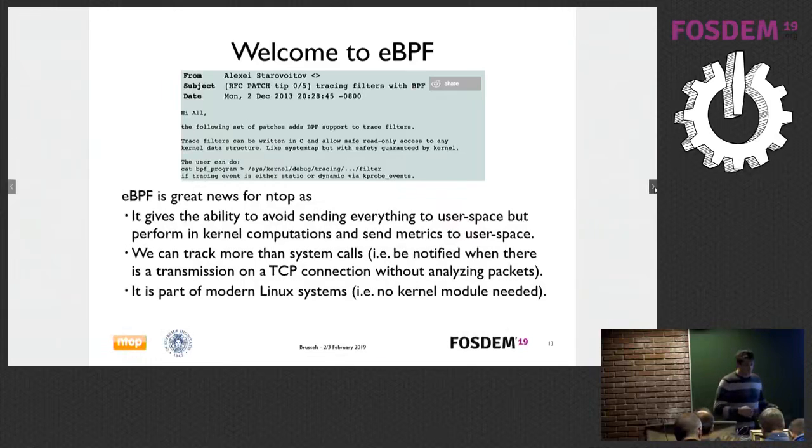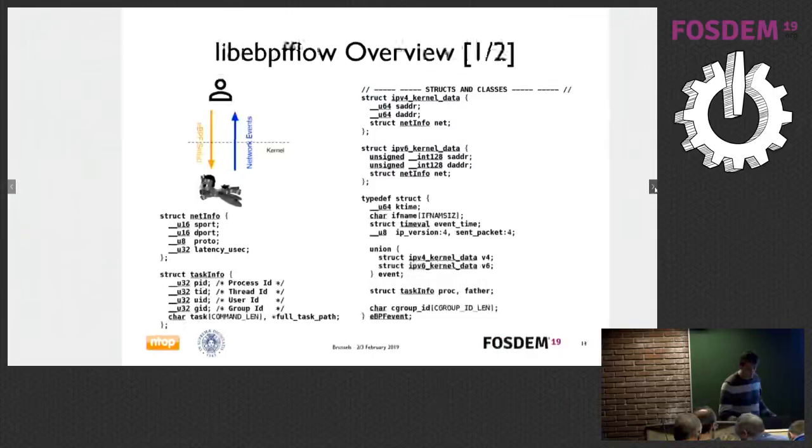Furthermore, because the code is executed inside the kernel, we can compute metrics and send to user space only the things that are needed, and avoid sending all the information we can collect. Both these features give us a great savings in terms of CPU usage. Furthermore, BPF has another key feature: it doesn't need the installation of another kernel module, but is embedded in modern Linux kernel versions. So this is a very great thing.